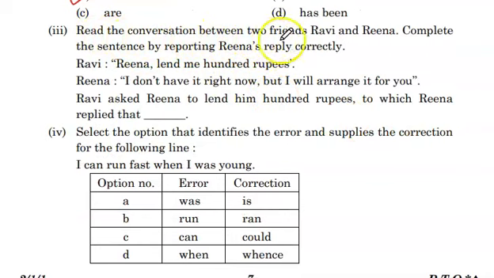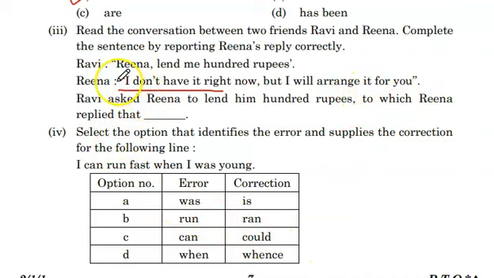Read the conversation between two friends, Ravi and Reena. Complete the sentence by reporting Reena's reply correctly. Ravi: Reena, lend me 100 rupees. Reena: I don't have it right now, but I will arrange it for you. Ravi asked Reena to lend him 100 rupees, to which Reena replied that she did not have it right then, but she would arrange it for him. I repeat, she replied that she did not have it right then, but she would arrange it for him.